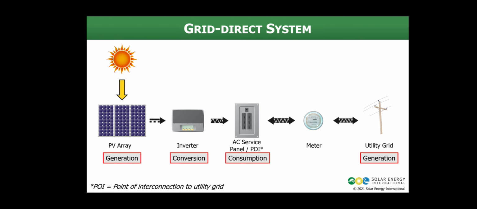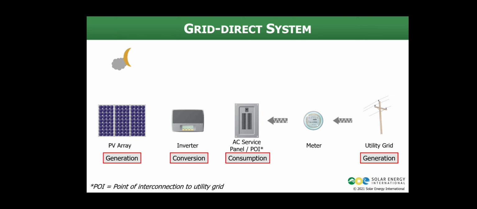DC energy flows from the PV array to the inverter, where it's changed to AC energy, which powers the AC loads of a building through an AC loads panel or a main service panel. Any excess electricity is sent onto the grid through a point of interconnection with the grid, which is commonly going to be at the main service panel. At night, when the PV array is not producing power, all the loads in the building are served by the grid.